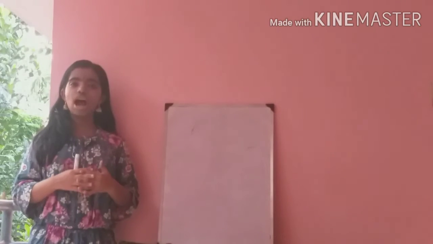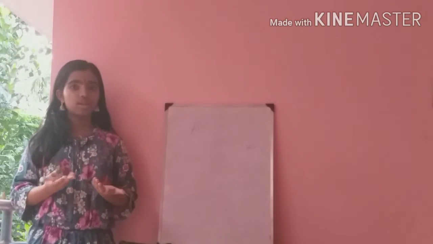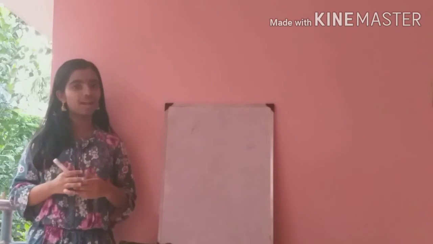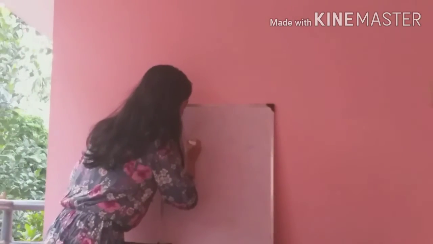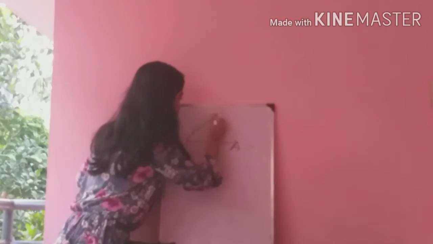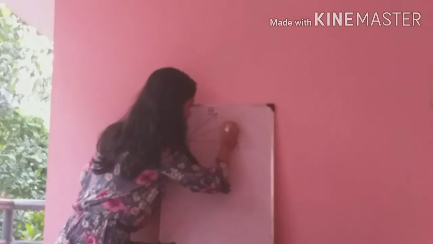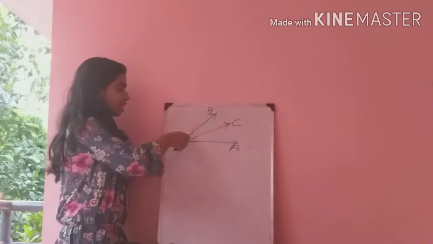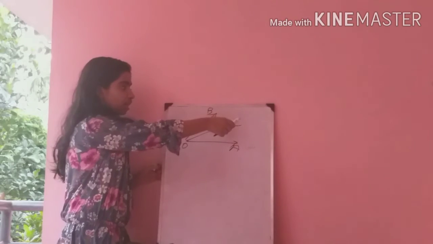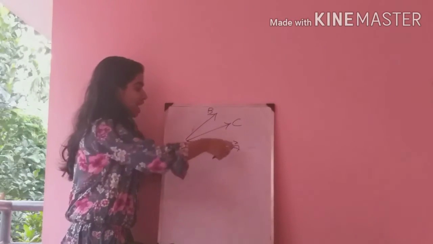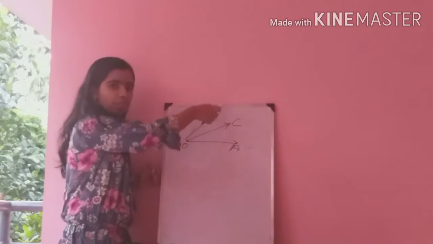A line, a half line or a line segment which divides an angle into two equal halves is known as its angle bisector. This is angle AOB and this is the angle bisector. This angle bisector OC divides the angle AOB into two equal halves AOC and COB.